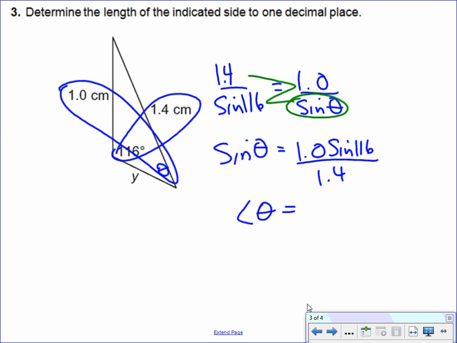So I get 40 degrees rounded. So now I know that this here is 40 degrees.